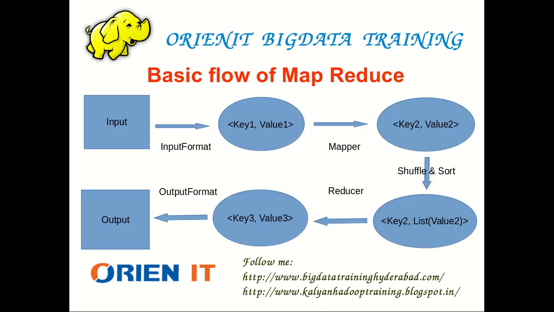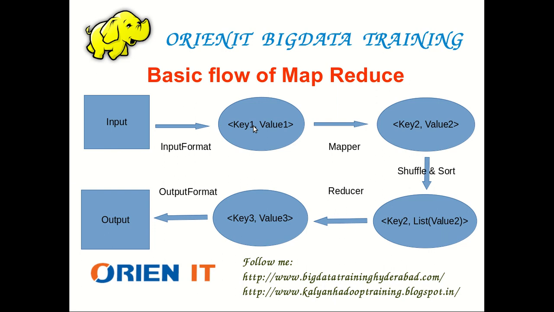This is the basic flow of MapReduce if you want to solve any problem. Given an input, you want to get an output, and MapReduce follows these steps. The first step is, given an input, it converts it into keys and values. The first one who takes care of that is the input format. The responsibility of the input format is, given an input, to convert it into keys and values.